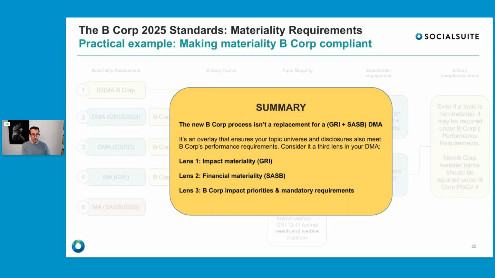So the first one is you do that impact materiality. That's required. B Corp's very clear on that. Optional is adding that double materiality, financial materiality perspective in it. You don't have to do that, but it is best practice. And then the third lens is making sure that B Corp's impact priorities and topics and subtopics are included in their mandatory requirements. So things like stakeholder engagement, making sure you engage with the relevant groups. So it's really about adding that lens throughout your materiality assessment.